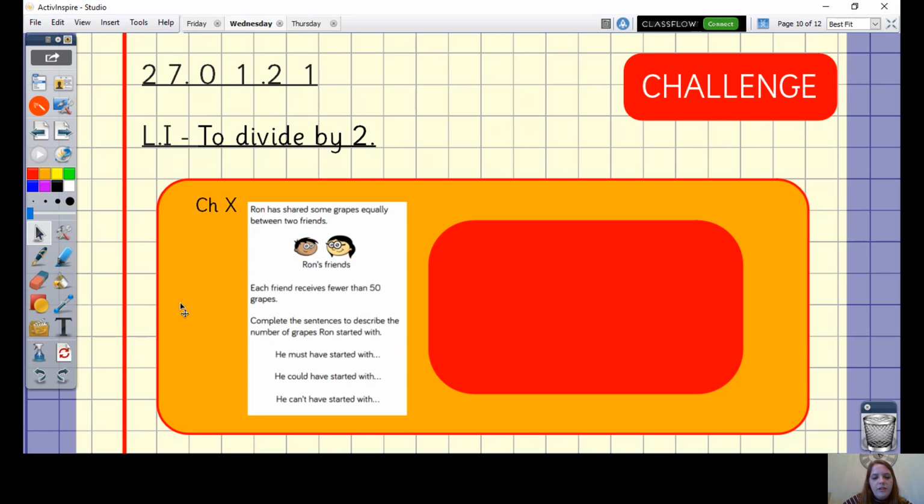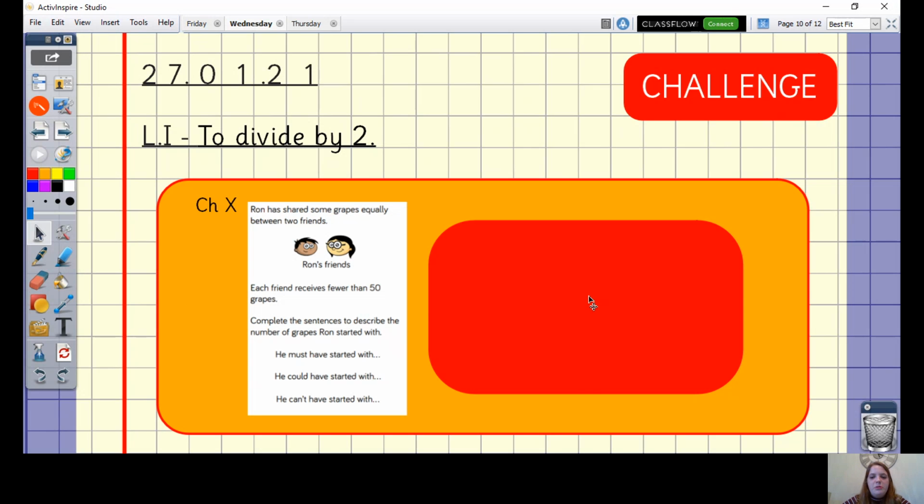What must he have started with for each friend to receive fewer than 50 grapes? Remember, they both have the same number of grapes. What could he have started with? So what could the possibility be? And what can he absolutely not have started with for the friends to receive fewer than 50 grapes? Okay, that's quite a tricky one there, so have a really good think. You might want to draw a picture to help you to find the answer to that one. Okay, take some time to think about it and come back together with me when you're ready to look at the answer together.